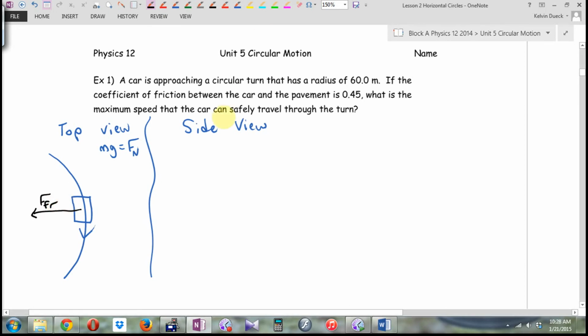I said side view. You know what? What I really mean is front view. Here's the road. Car is coming out of the page right towards us. Okay? This is how it's always drawn. This is how we're going to visualize it.